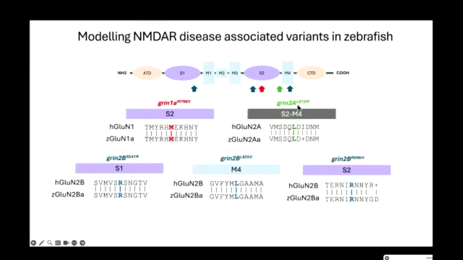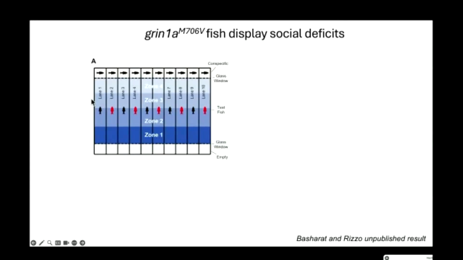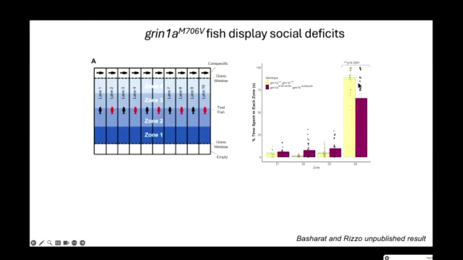These two here, GRIN2A L812M and GRIN2B R696H, this one we haven't been as successful with. Both of these are from CureGRIN families. Okay, and we're interested in understanding what's different about these fish on many different levels. We started out doing some behavioral assays. So the first of these models that we developed was this GRIN1A M706V, and we ran the same social assay, and we see that these animals also display a social deficit.